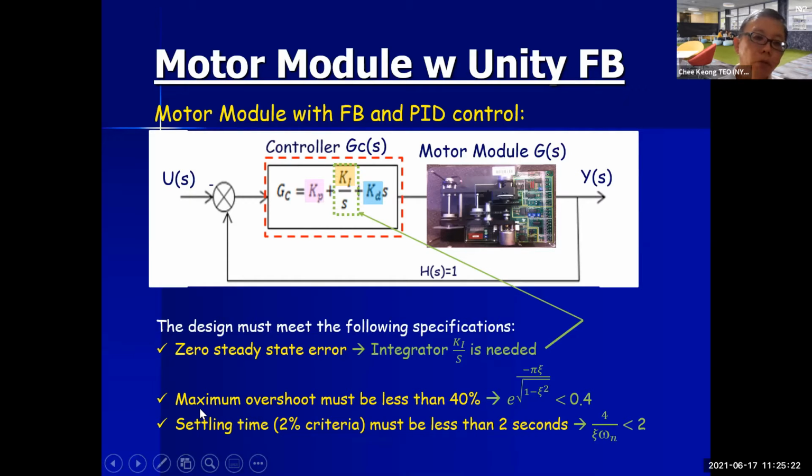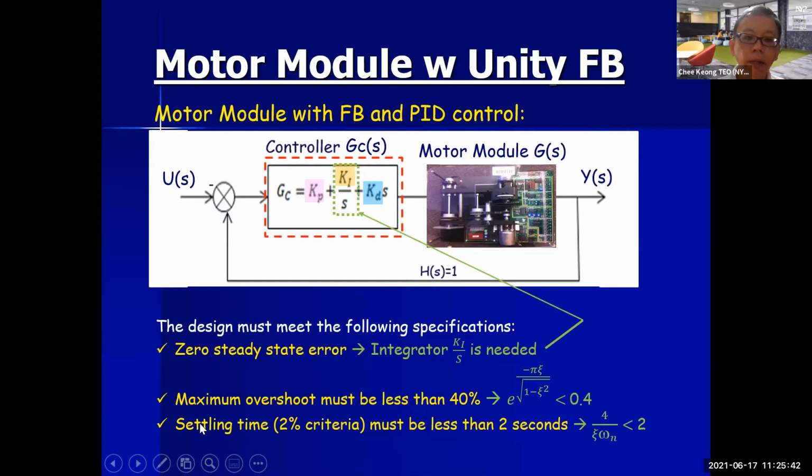Now, subsequently, two other specs. One of them is the maximum overshoot, or the maximum peak overshoot might be less than 40. So we know that the maximum peak overshoot formula from the formula sheet is given by this equation here, and then it must be less than 0.4, which is 40%, right?